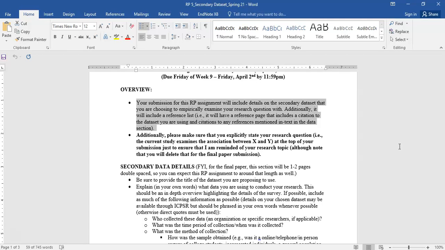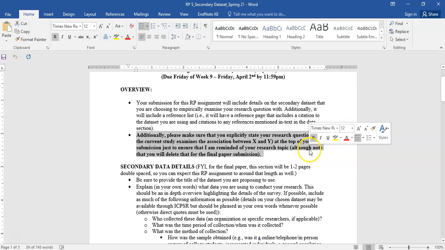And then additionally, it will also include a reference page. Now the reference page at minimum will have one reference or one citation to the actual data set that you're proposing to use. But additionally, sometimes students will include citations for other things in the secondary data set. It's unlikely that you will, but if there are any other citations that you include in the section, you would also need to include those in the reference list.